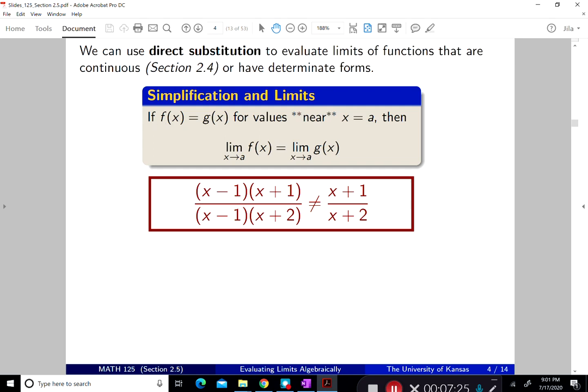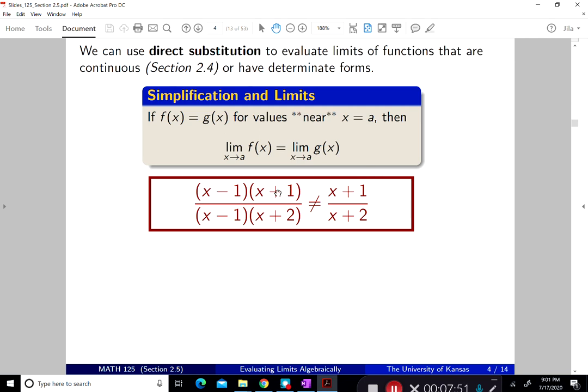So if f of x is equal to g of x for values near x equal to a, then the limit as x approaches a of f of x is equal to the limit as x approaches a of g of x. So look at this expression to the left and look at the expression to the right. They are not equal to each other.